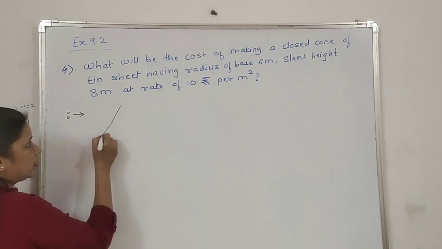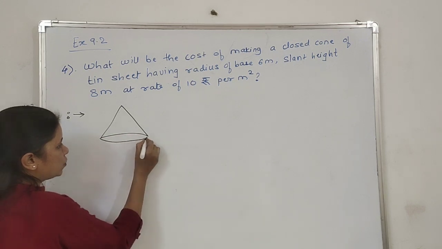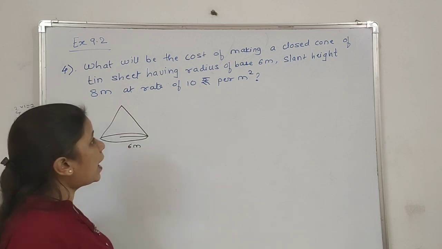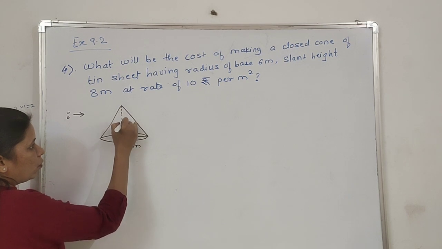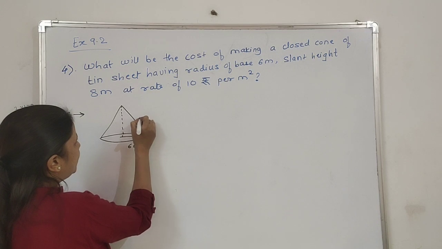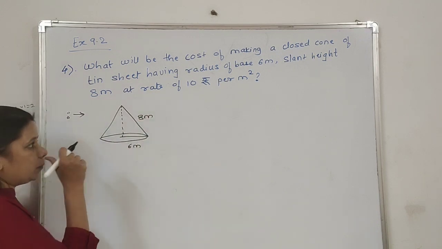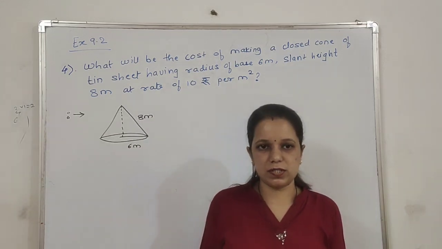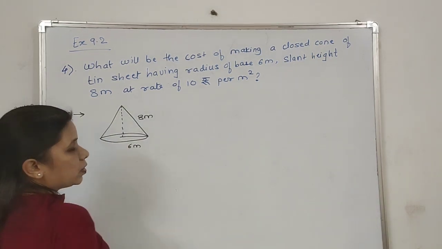First we will draw the figure here. The radius of the cone is given to you as 6 meter, and slant height. This is the slant height of the cone. Cone has two heights, a perpendicular height and a slant height. Slant height is 8 meter. Okay. So now to make the cone, we will have to calculate total surface area. Okay. First we will calculate the total surface area.